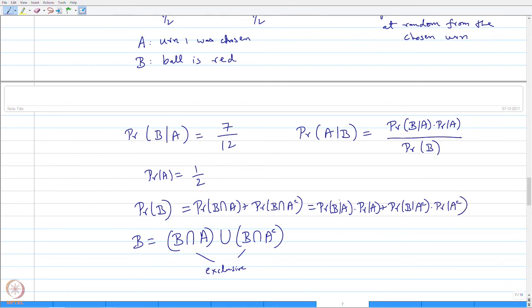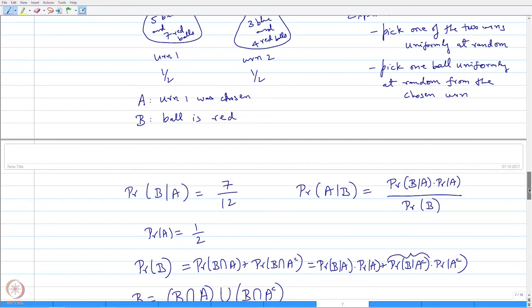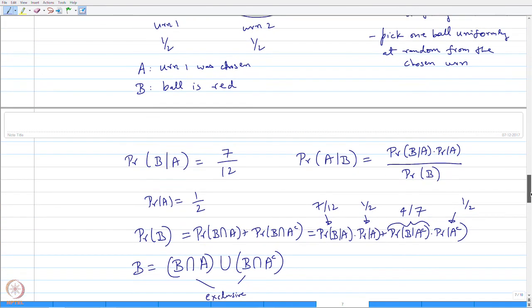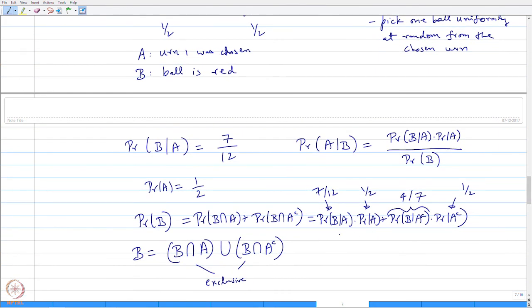Probability of B given A and probability of A we have already seen. What is probability of B given A complement? What is the probability that the ball is red given that urn 2 was chosen? That is 4 by 7. Probability that urn 2 is chosen is half, probability that urn 1 is chosen is half, and this one we already saw is 7 by 12.